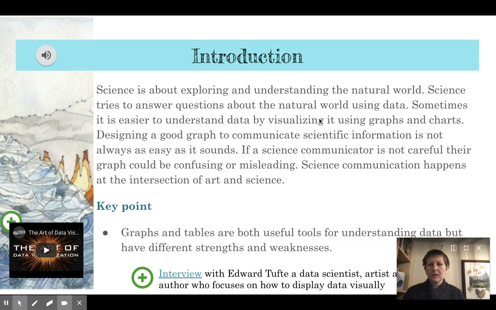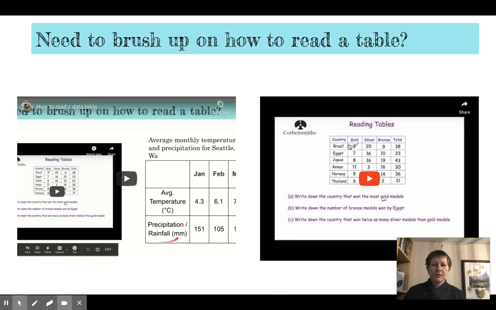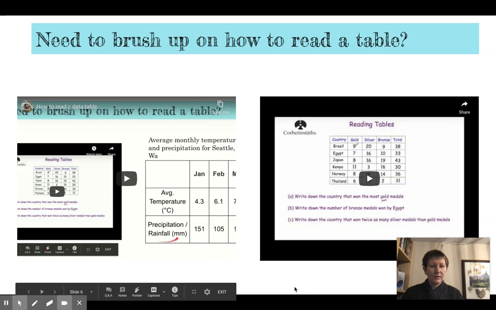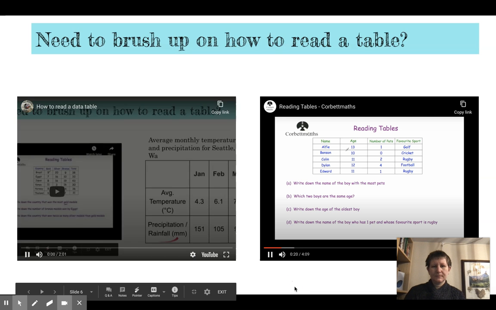So science is all about exploring and understanding the natural world, and data is the way that we do that. And sometimes it's easier to understand that data by visualizing it using a graph or a chart or sometimes even a table. So this slide here, I made a video right here to help you brush up on reading a data table. And here's another one that helps you practice those skills, not made by me, by another teacher. And so watch these if you're feeling a little lost on how you use a data table.